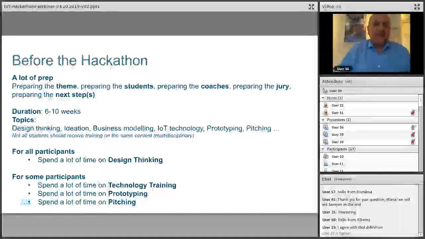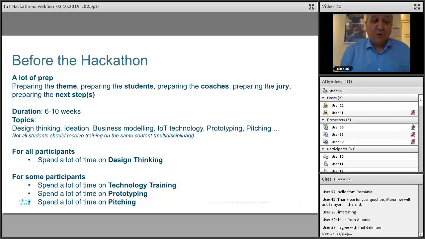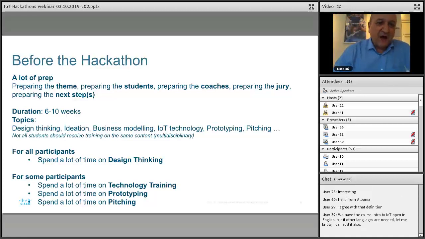So before a hackathon, a lot of preparation, preparing the team so that coaches and organizers understand it very well. The keynote speaker, of course, should be a perfect witness. We have to prepare students in technology, also in design thinking, in prototyping, in pitching, etc. Often we need between 6 and 10 weeks to prepare for a good hackathon.